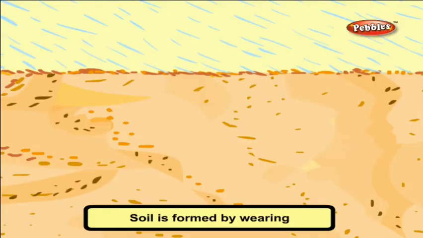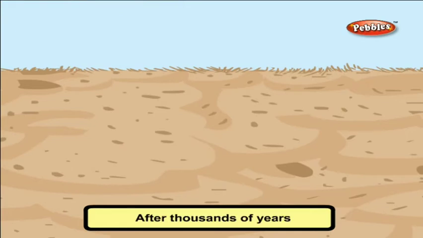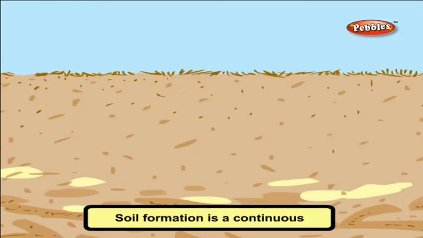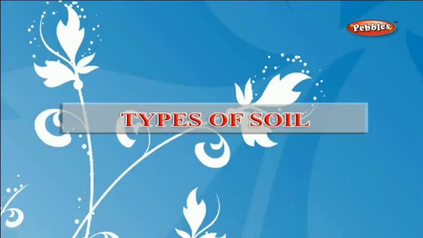Soil is formed by wearing away of stones and rocks by wind, water and roots of plants. After thousands of years, they are converted into a fine powder called sand. When this sand mixes with organic matter, it is called soil. Soil formation is a continuous process in nature. Soil supports plant growth.